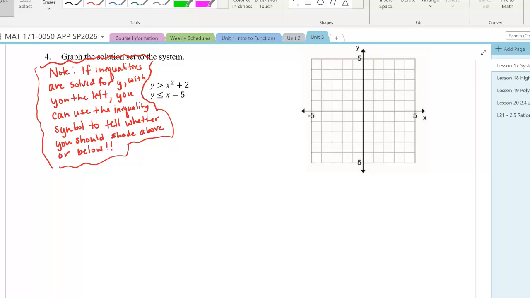In this video, we are going to graph the system y is greater than x squared plus 2, and y is less than or equal to x minus 5.